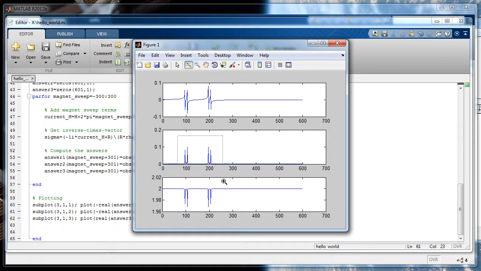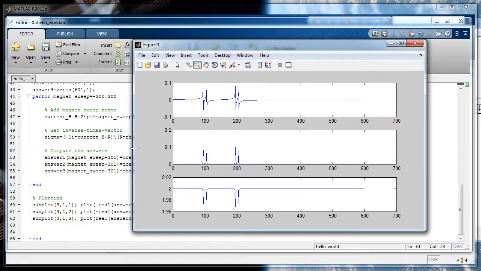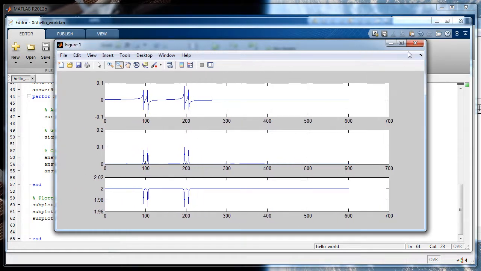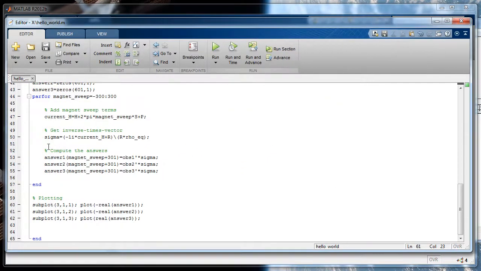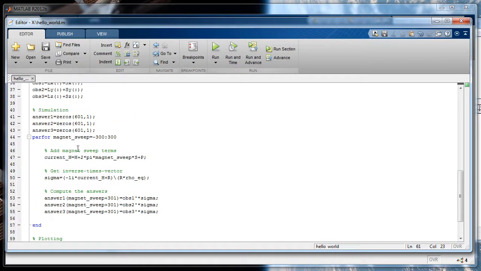And this is our spectrum, and it looks just fine, except we don't really have enough digitization points here, so why don't we put a few more points around here. And in order to put a few more points, we need to make a few modifications to the way that we have specified our magnet sweep here.